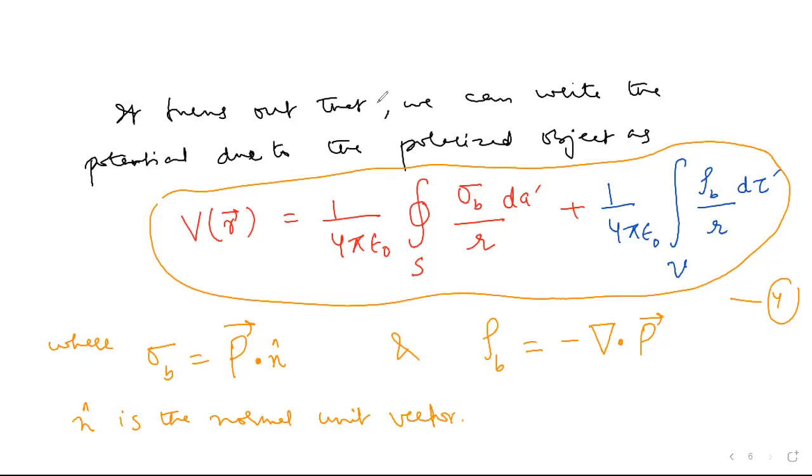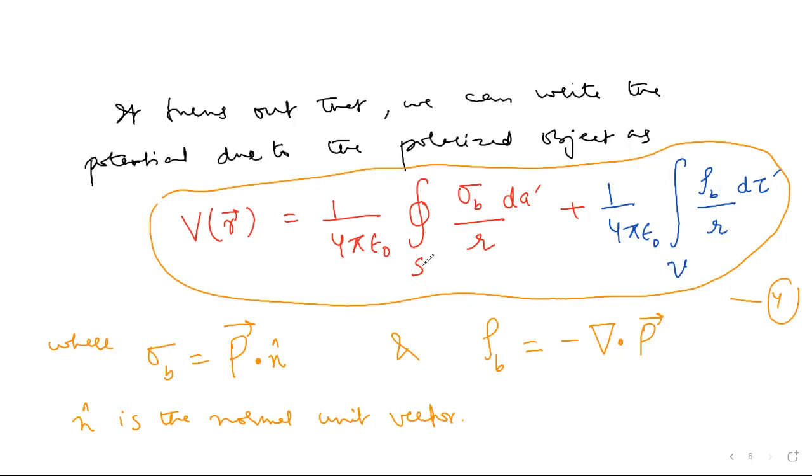Let me explain it. If you see this first term, this is a surface integral. What is sigma B? This sigma B is actually the surface charge density, right? dA is the surface element, R is the distance, so we have a surface. This is a surface integral.